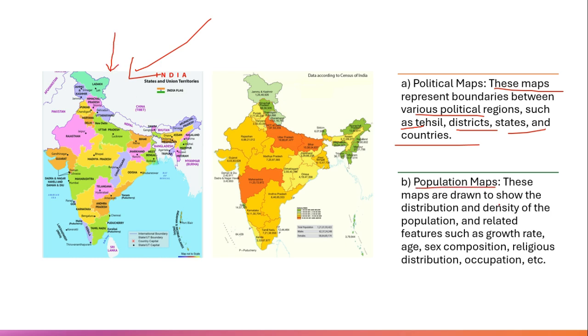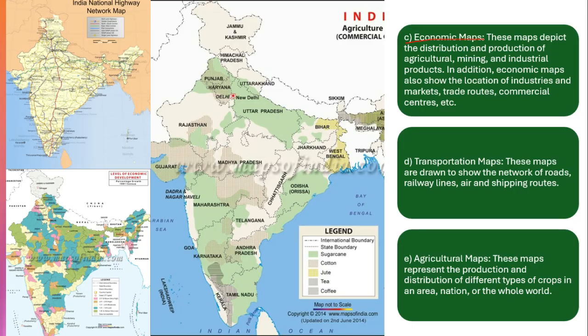The next is population map. So these maps are drawn to show the distribution and density of population and related features such as growth rate, age, sex composition, religious distribution. And here in the left side you can see the state-wise population in India, and also in the legend the differentiation between male and female population. Then next is economic map.